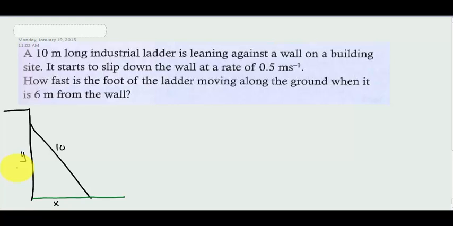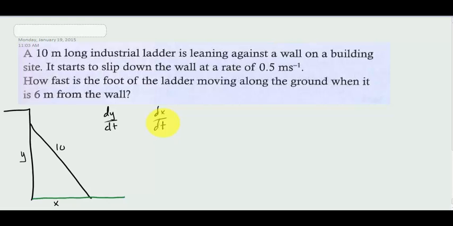What's changing as this ladder falls? What things are rates as this ladder slides down the wall? Well, Y changes as time goes on. So we have dy/dt, and we have dx/dt. Both of those distances are changing as time goes on. So neither one of those is constant, so we're going to have differentials for each of those in this problem.